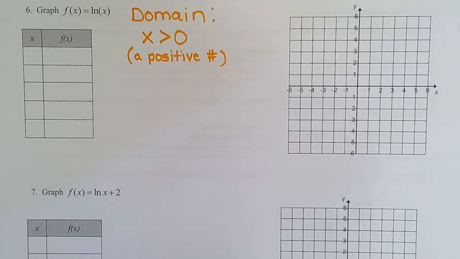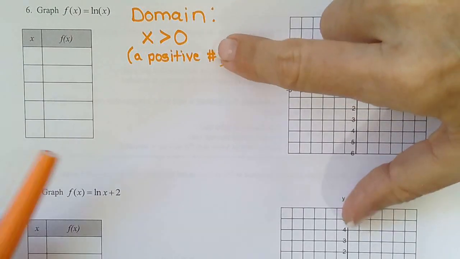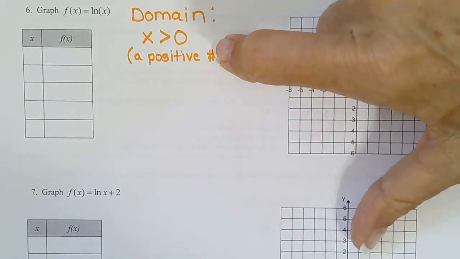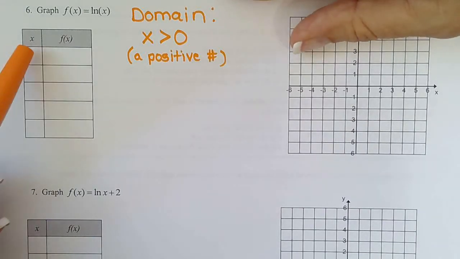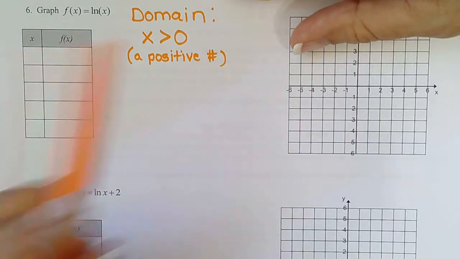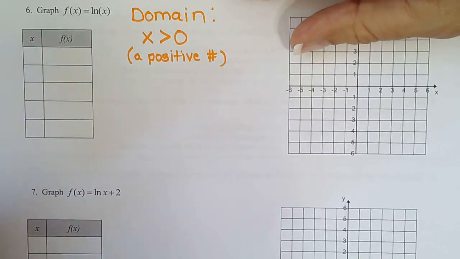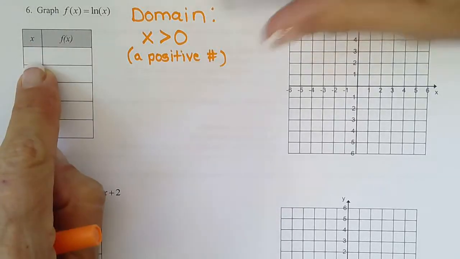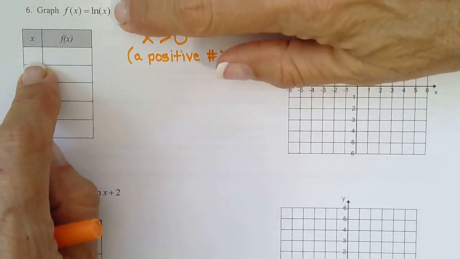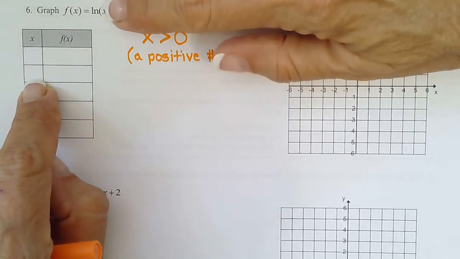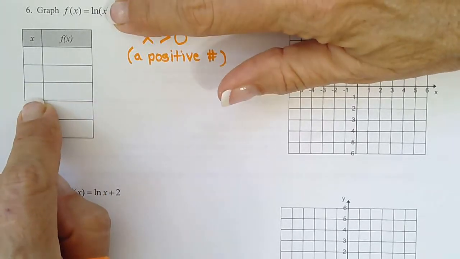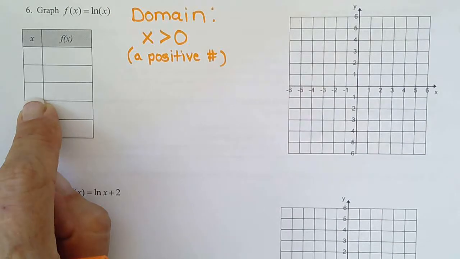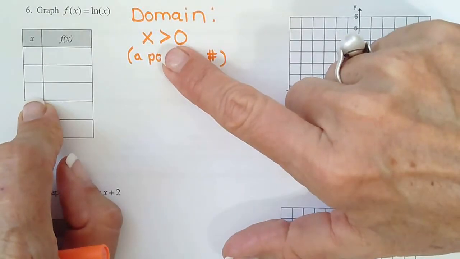Back to page 6 on 8.6, we were talking about domain and why we needed to know what domain was, because we have to pick x values, and so we have to know what x values are okay. If I pick -2, when I plug it in, it's going to give me an error. If I pick -1, it's going to give me an error. If I pick 0, it's going to give me an error. So that's why we need to know the domain.